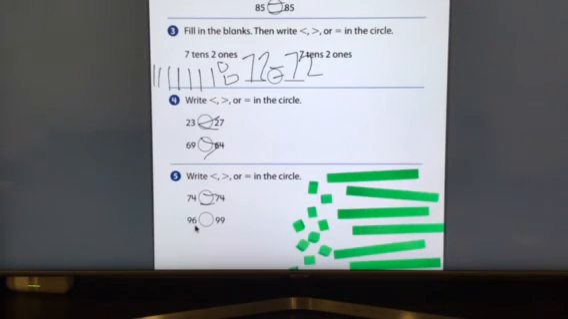Here it says 96, 99. First you look at the tens place. This one has a 9, and that one has a 9. So then you have to look at the ones place. This one has a 6, this one has a 9. Is a 6 greater than a 9 or less than a 9? A 6 is less than 9. Therefore, 96 is less than 99, and your arrow should be facing that way.